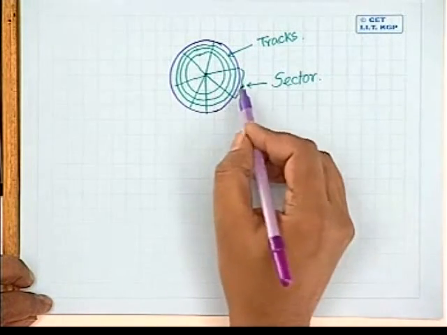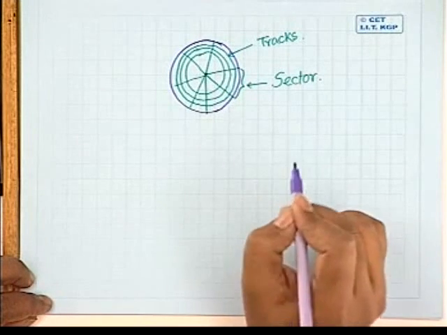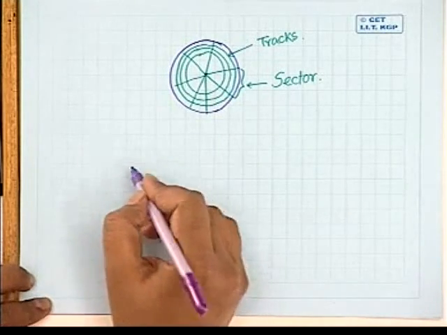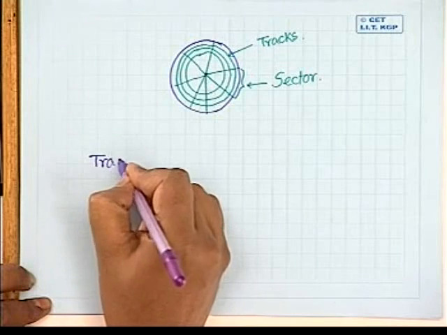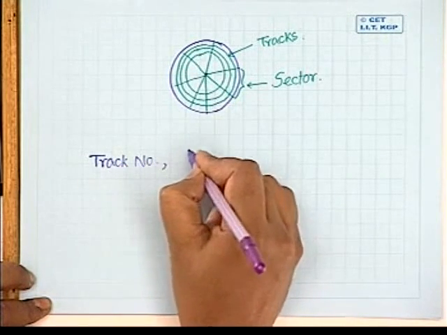Okay. So every data unit on the magnetic disk or floppy disk will have a two-component address. The two-component address consists of a track number and a sector number.